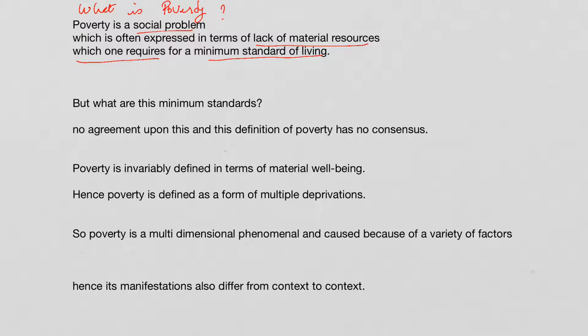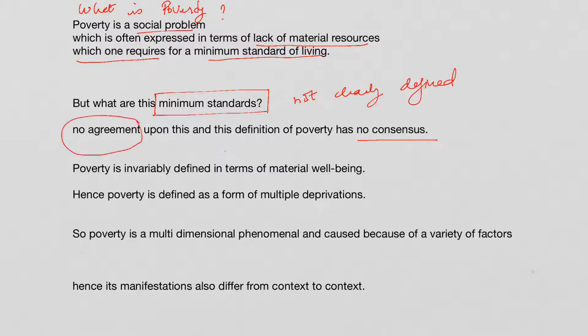Now the next question is, what is this minimum standard? What do you mean by this minimum standard? This is actually not clearly defined anywhere. In different countries, regions, areas and states, the standards are different. So we can't generalize what the minimum standards of living are. There is no agreement on this, and the definition of poverty has no consensus. We have not come to an agreement in India or globally about what these minimum standards are.